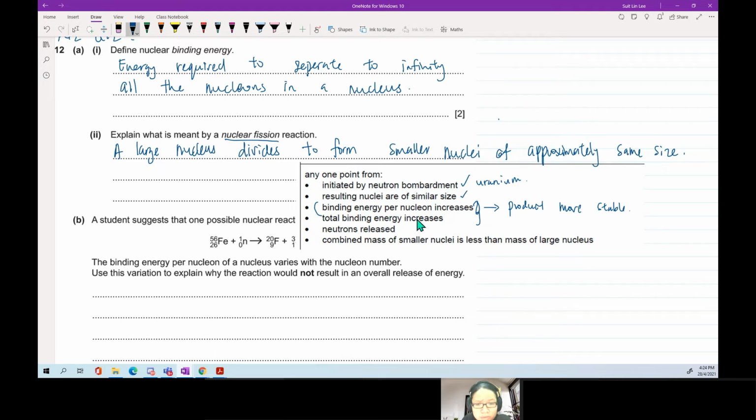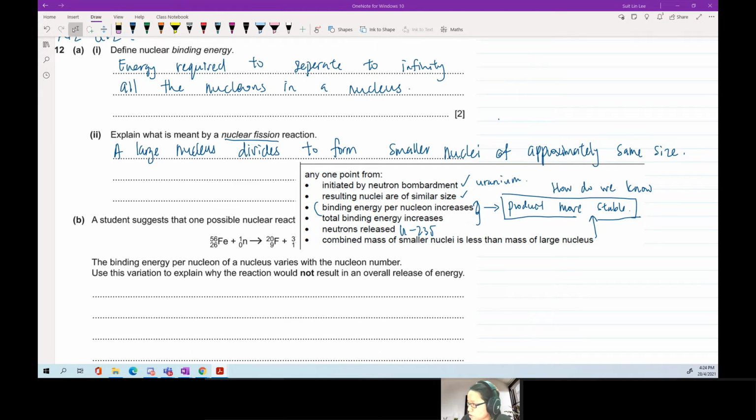Neutrons release, yes, most of the time it does. So think about again your uranium-235 reaction. The combined mass of smaller nuclei is less than the mass of the large nucleus. So again, it points towards the product being more stable. But you see, they don't allow you to write this sentence, the product is more stable. How do you know? How do we know? Or how can we tell? Any one point can already. So just write a bit more.